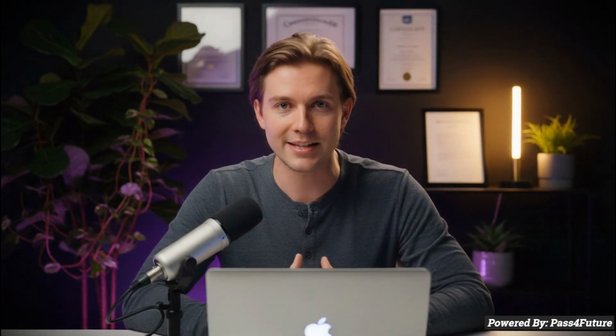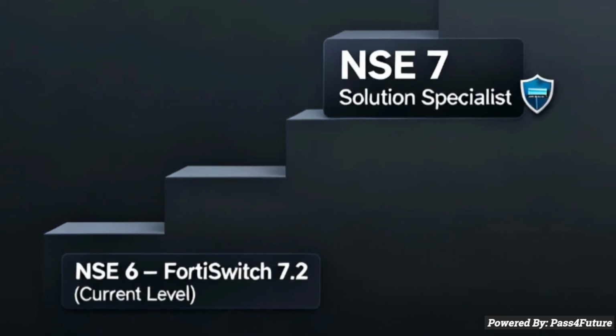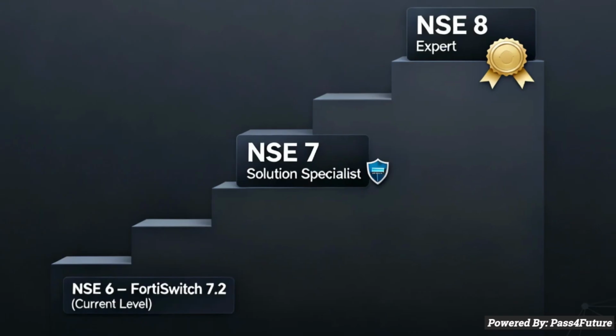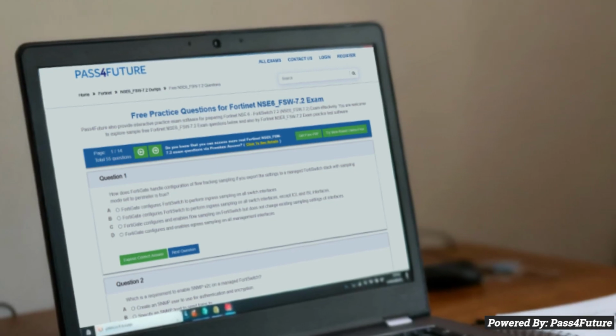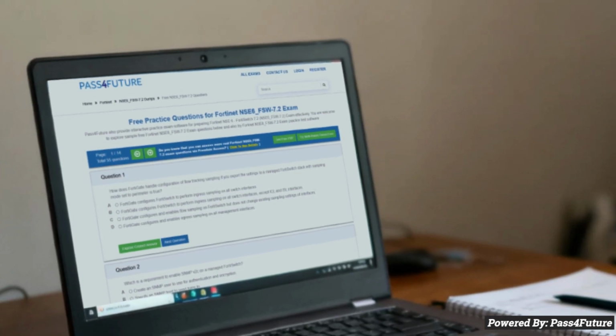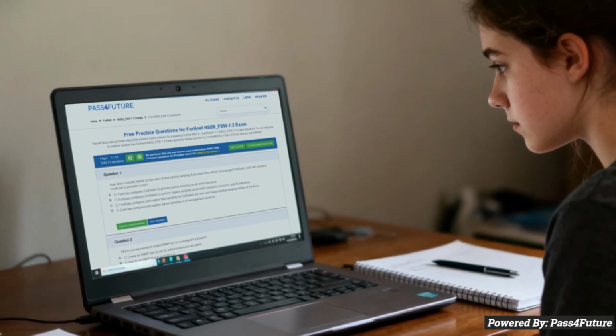Once you pass the Switch 7.2 exam, you can continue growing through Fortinet's higher-level certifications. Your next steps could include the NSE 7 Solution Specialist and eventually the NSE 8 Expert, which is the highest certification Fortinet offers. The Fortinet NSE 6 FortiSwitch 7.2 exam is an excellent step for professionals who want to specialize in secure network switching. With consistent study, hands-on practice, and updated exam-accurate questions from Pass for Future, you can prepare confidently and pass without stress.